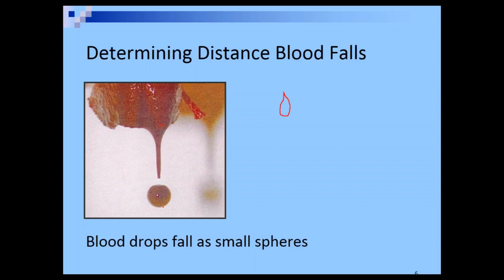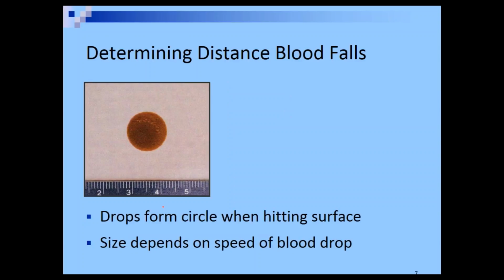Now, as it travels, it may be distorted a little bit, but it's still important to just think of each blood drop as a liquid ball or a ball of liquid. So when that liquid ball falls and hits the floor, so let's pretend that this is hitting just a clean white floor, it hits and it spreads out, and it would form a perfect circle, okay, if it fell straight down. And the size of that circle would be affected by the speed of the blood drop.